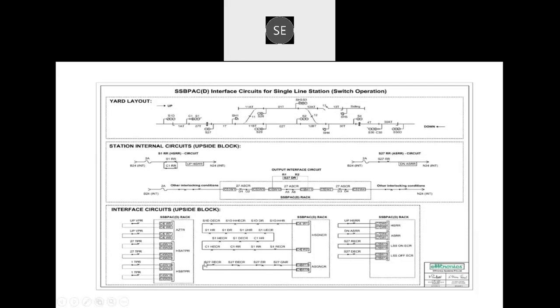Similarly, advanced starter status and its controls are normal. It picks up ASGNCR. Home signal RR and advanced RR, these 2 are just wired as input to the block instrument, so there are no relays for these 2 in the block instrument. LSS on ECR and LSS off ECR are just wired for indications on the block panel, to show the status of the advanced starter.